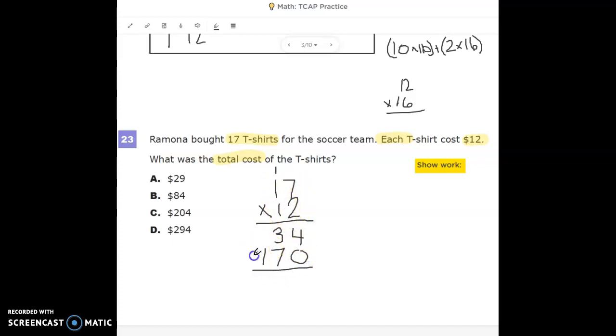I'm going to add those partial products. 4 plus 0 is 4. 3 plus 7, 10. Carry that 1. And then 1 plus 1 is 2. So I can see that it's 204.